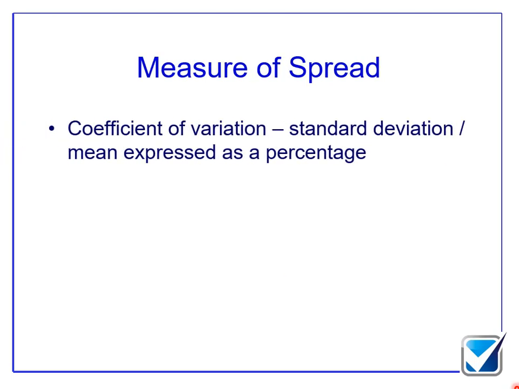Now, another way that we can potentially measure the spread is the coefficient of variation. The coefficient of variation is the standard deviation that you already have, expressed as a percentage of the mean. So standard deviation divided by the mean, expressed as a percentage. The higher the coefficient of variation, the bigger the spread. So in our example before, the blue line will have a bigger coefficient of variation. The red line would have a smaller coefficient of variation.